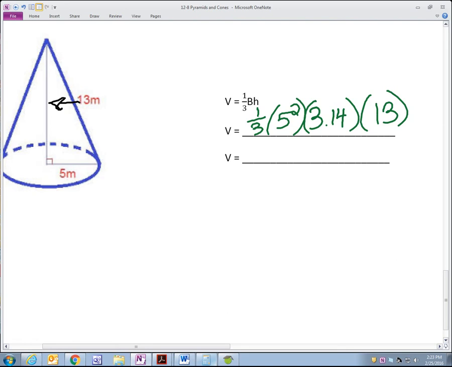All right, so we have 5 squared is 25. You shouldn't need to put that into your calculator. So 25 times 3.14 times 13. Go ahead and do these ones first. You do 25 times 3.14 equals, then times 13 equals. Then you are going to divide that number by 3, and I'm going to show you why that works in a minute. What number did we get? 340.1666, and we're going to be rounding to the nearest hundredth because that's how it is on the homework. We have meters cubed.